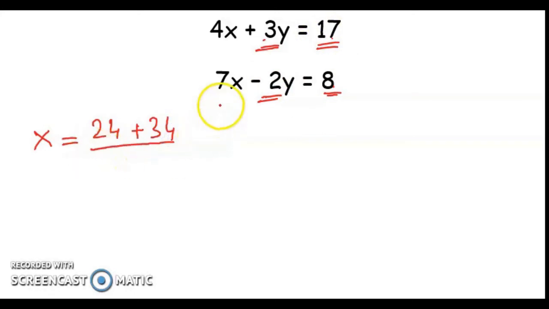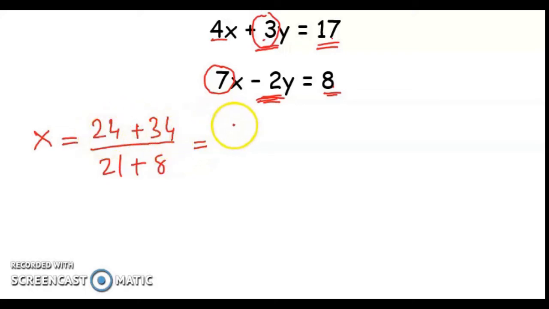And in the denominator now we will multiply these two first. 7 multiplied with 3, that is 21, minus this 4 multiplied with minus 2, that is minus 8. So minus minus plus 8 here. So this is 24 plus 34, that will be 58, divided by 21 plus 8, that is 29. So 58 divided by 29, so we got x equal to 2.